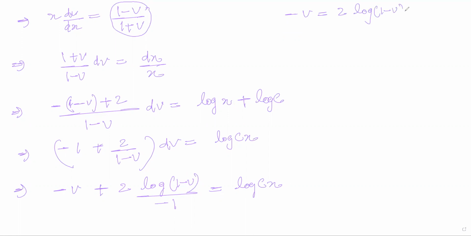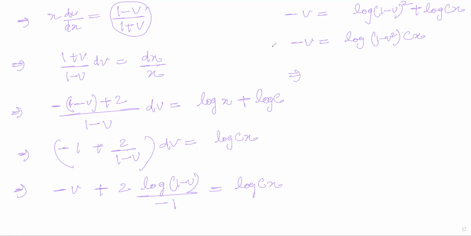Log of 1 minus v plus log of cx, right? So this becomes minus v. This 2 becomes 1 minus v whole square, right? I can take this 2 to the power of 1 minus v. And this would be log of 1 minus v square into cx. Okay, this is log a plus log b.